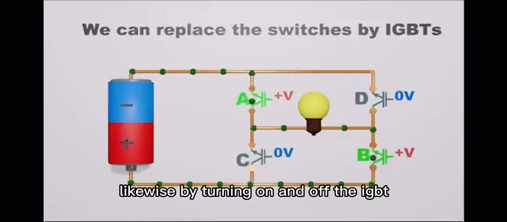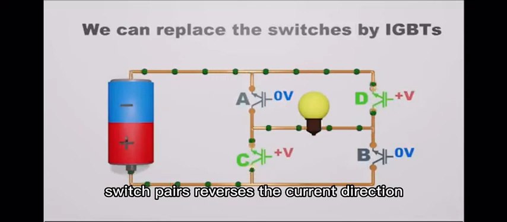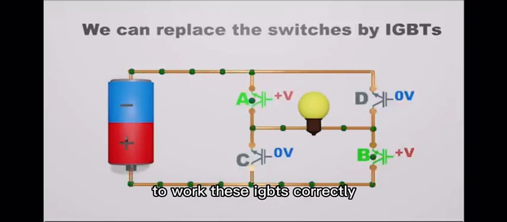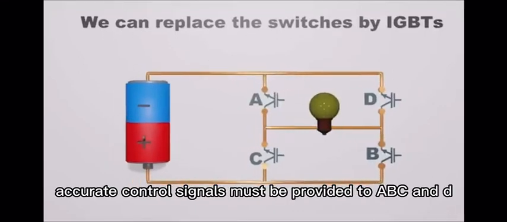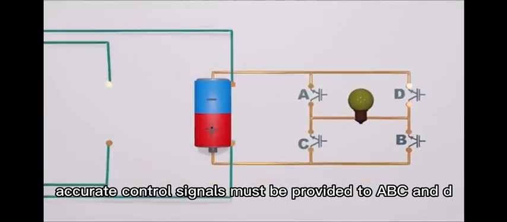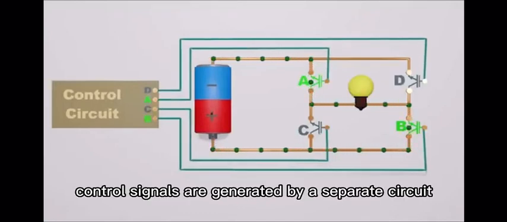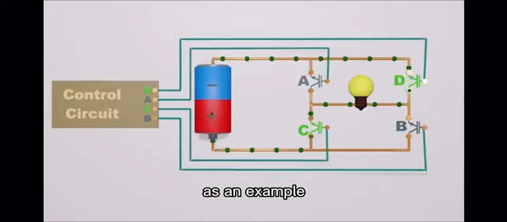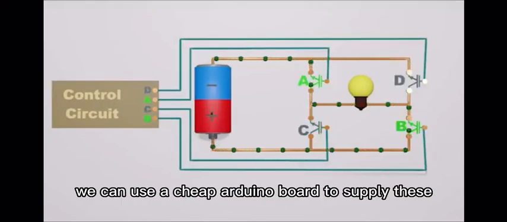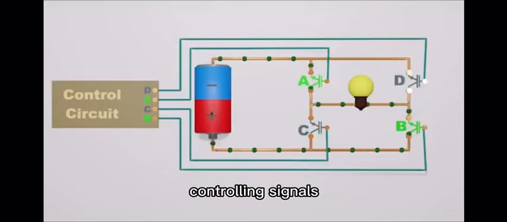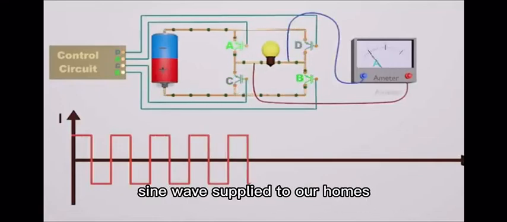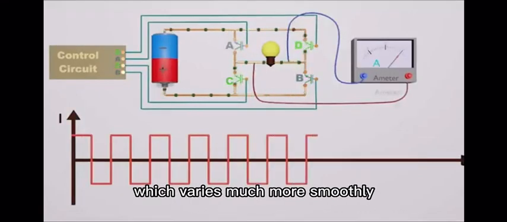Likewise, by turning on and off the IGBT switch pairs reverses the current direction. That means alternating current is generated. To work these IGBTs correctly, accurate control signals must be provided to A, B, C and D. These control signals are generated by a separate circuit which can control the frequency of the output AC signal. As an example, we can use a cheap Arduino board to supply these controlling signals. Even though we converted the DC to AC square wave, it's not at all like the AC sine wave supplied to our homes, which varies much more smoothly.